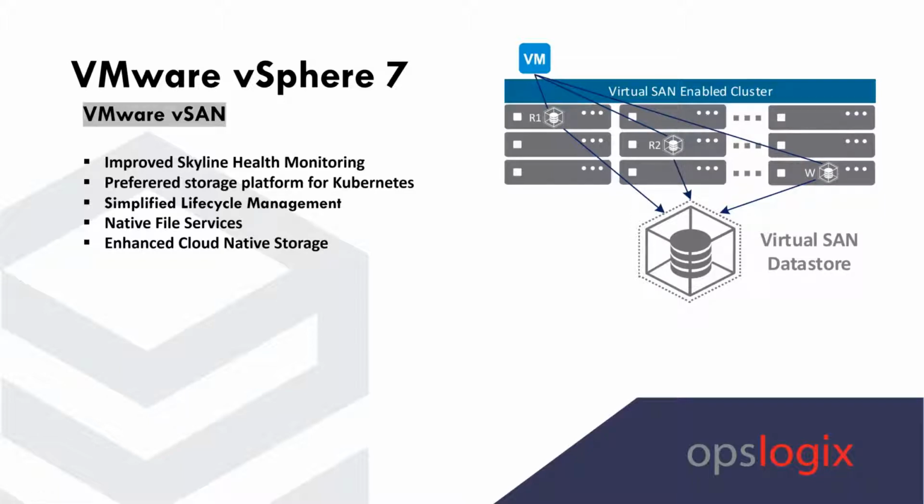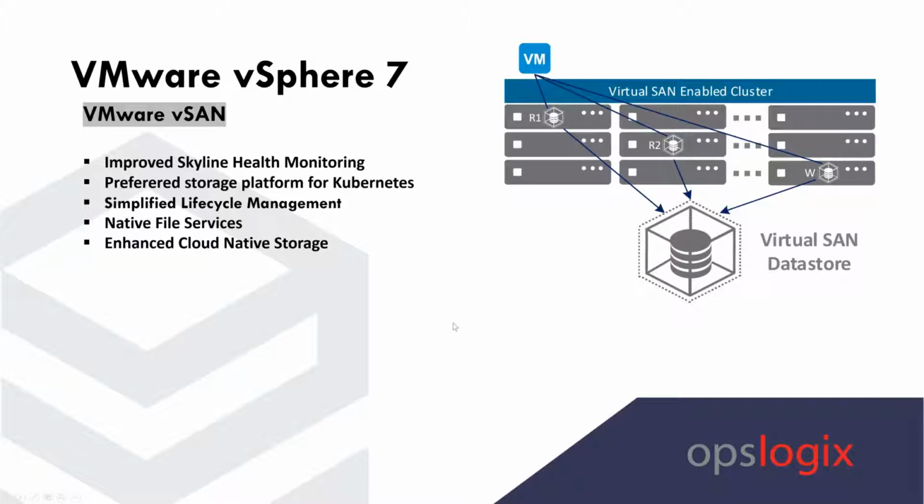VMware vSAN is a core component for the delivery of your software-defined data center. The newly added monitoring capabilities with Skyline Health will assist your IT operation with even better app-to-cloud visibility of your business-critical applications running on the VMware platform. Here we see simplified lifecycle management, native file services, and enhanced cloud-native storage. vSAN is also the preferred storage platform for running Kubernetes on VMware.